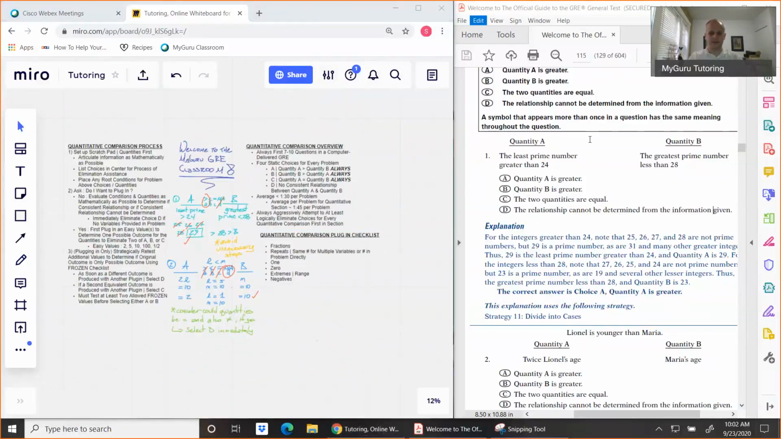Any questions about the quantitative comparison approach overall?